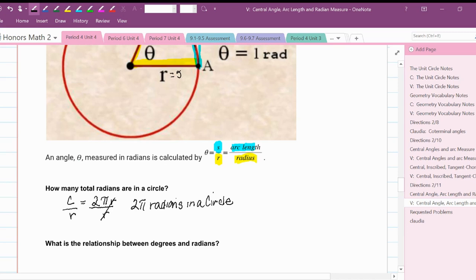A couple of points here. We usually do not write the units next to the radians when we're talking about it. It's usually understood. So unlike our 350 degrees or 25 degrees, we would just say 2 pi, and that radians is kind of understood.